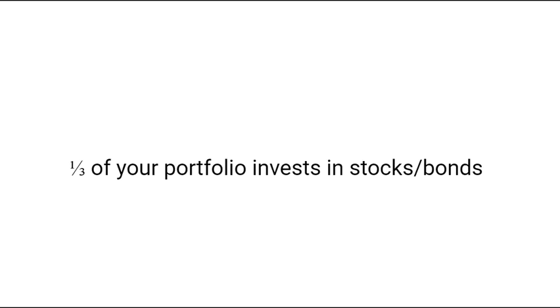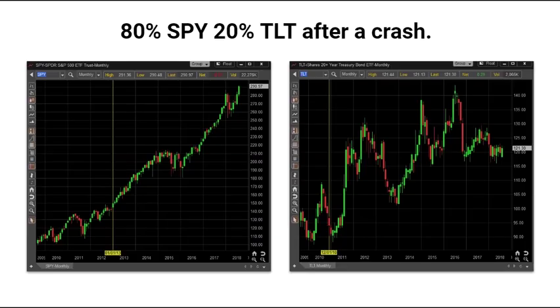1/3 of your portfolio should be invested in stocks and bonds. So if you want a simple way to mimic what we're doing in the Portfolio Builder program, using ETFs, consider an 80% SPY portfolio with a 20% TLT after a mega stock crash. We're talking about the dot-com bubble crash or the 2008 crash.